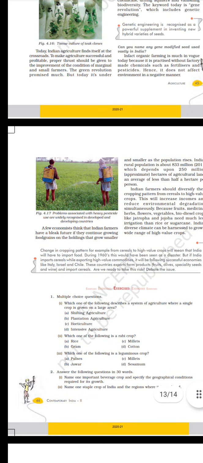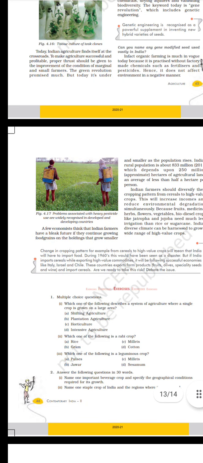A few economists think that Indian farmers have a bleak future if they continue growing food grains on the holdings that grow smaller and smaller as the population rises. India's rural population is about 833 million in 2011, which depends upon approximately 250 million hectares of agriculture land, an average of less than half a hectare per person.